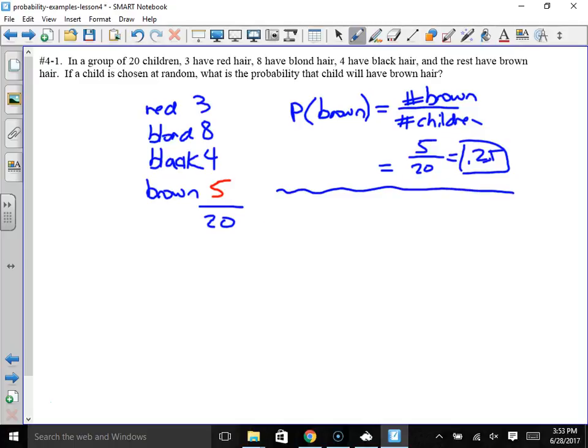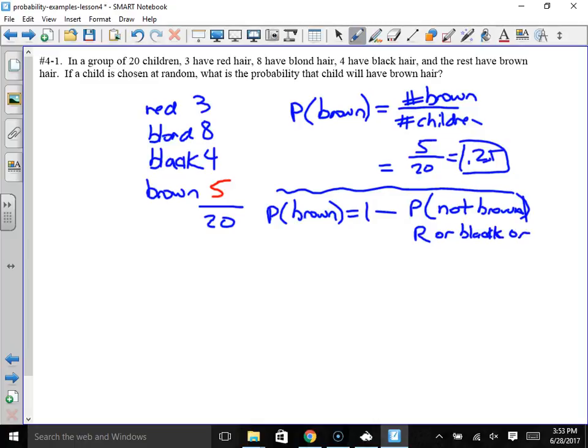Okay, so another way, just to tie it in with the idea of OR, would be that the probability that a child chosen has brown hair is 1 minus the probability that they do not have brown hair. The probability of not having brown hair can happen in different ways. You could have red hair, or you could have black hair, or you could have blonde hair.